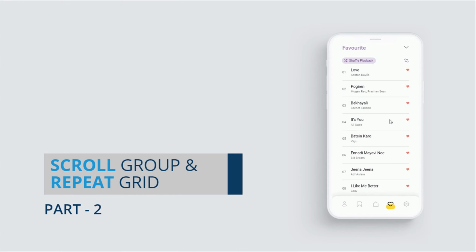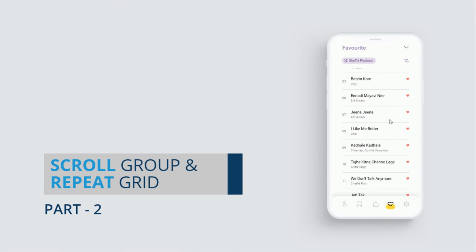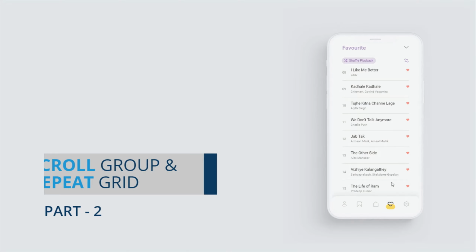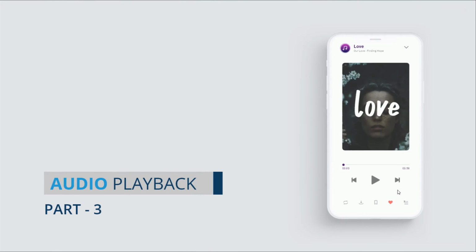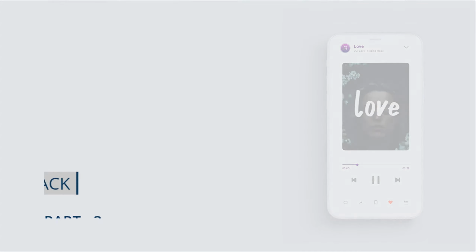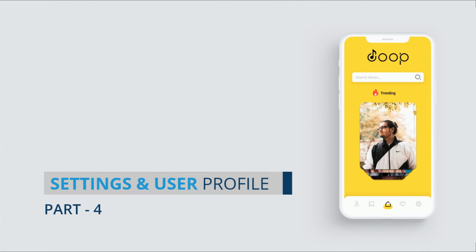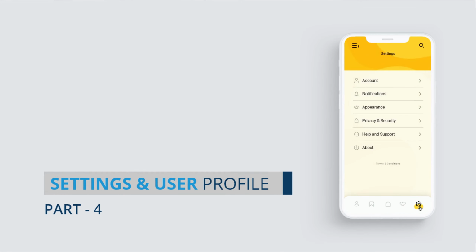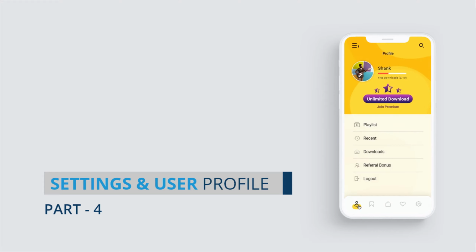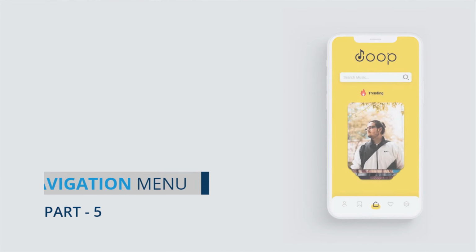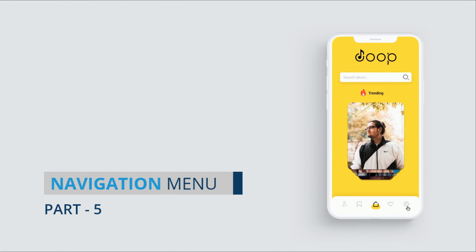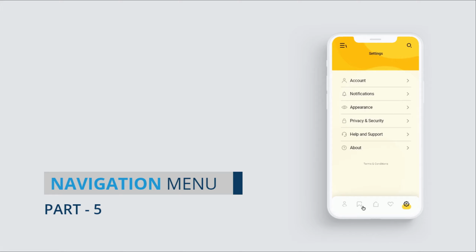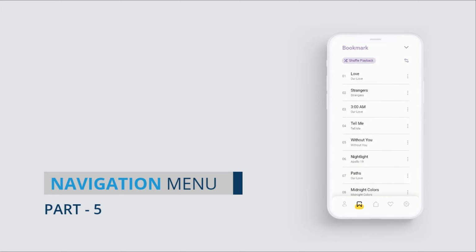In the second one, we will learn different ways to use scroll groups and repeat grids. Then in the third one, we are going to use audio playback as a trigger to replicate the music player screen. Next in the fourth one, we are gonna create settings and user profile page. And finally, we are gonna wrap this up by creating a navigation menu with a slider effect using component states. So without any further ado, let's dive into the video, shall we?